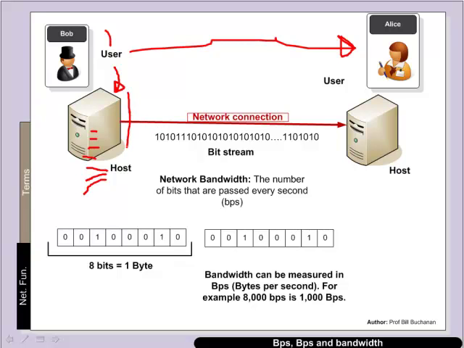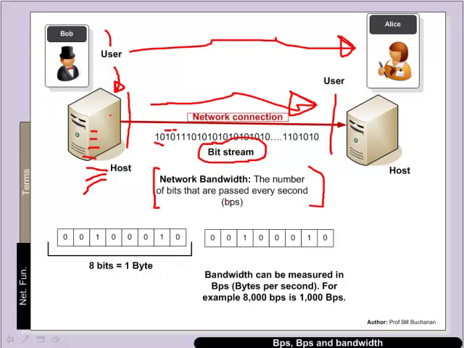Computers themselves only understand binary information, so when information is transmitted from one host to another, we typically see a binary stream of ones and zeros. This is known as a bit stream. The actual measurement of the potential of passing bits through the transmission connection is typically defined as the network bandwidth, and it's the number of bits that we can send for each second, or bits per second.